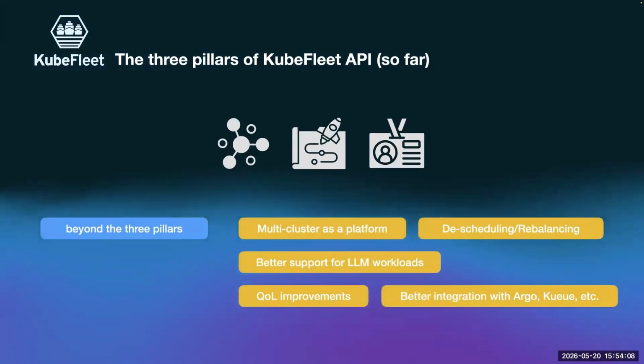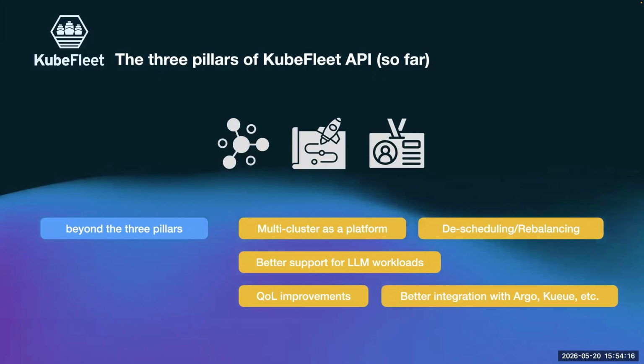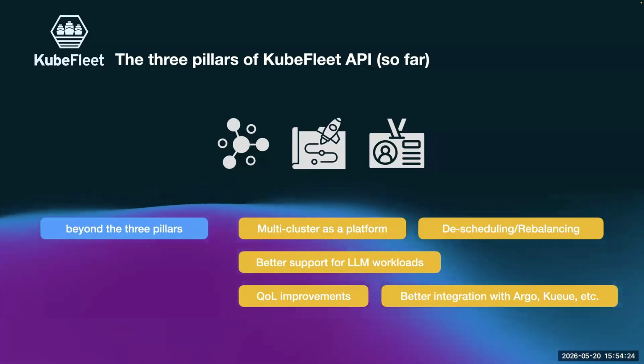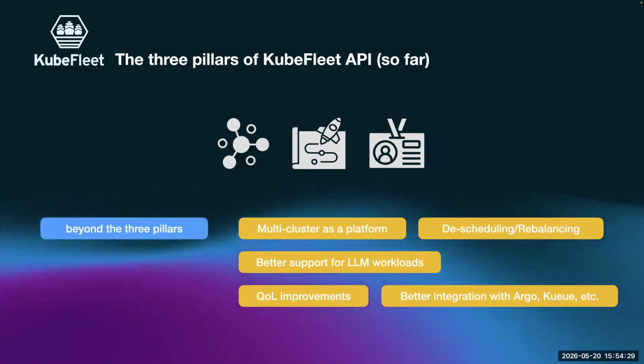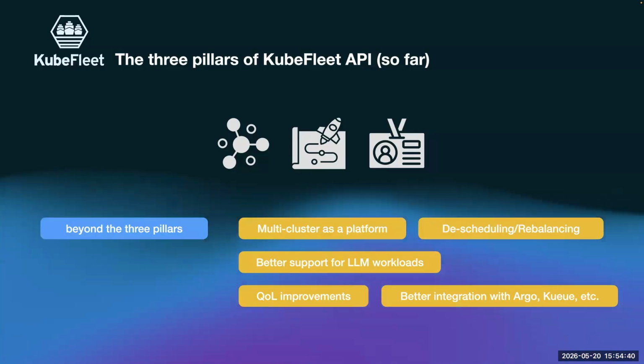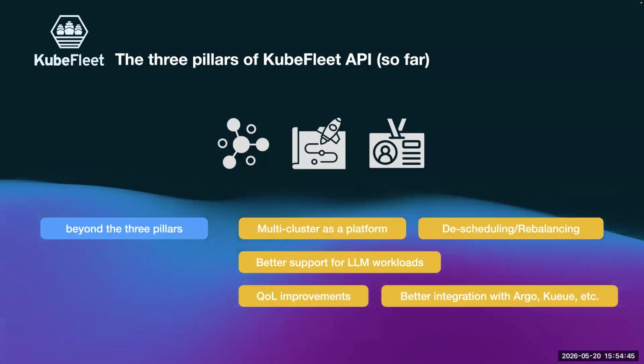So those are the three pillars of the KubeFleet API so far. We have the placement API, we have the rollout API, we have the cluster management API, but we want to do more. We are still quite a young project, and we want to enable a greater multi-cluster experience. So here are a few topics that we are thinking about at this moment. We really want KubeFleet to not only be able to manage workloads, but also be able to manage the member cluster life cycles, so that we can provide a more multi-cluster-as-a-platform kind of experience.